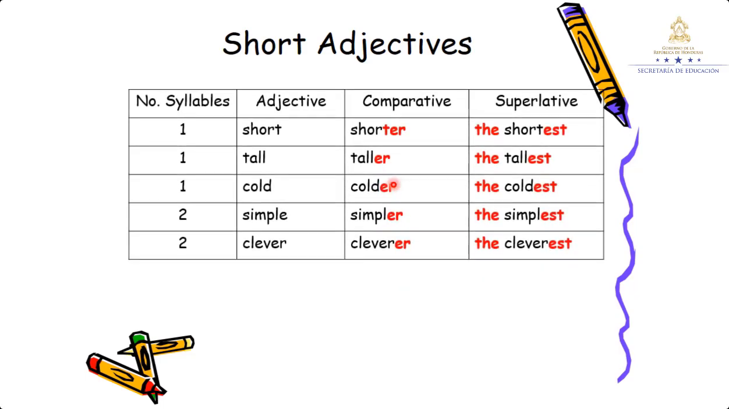Short adjectives. Short adjectives are the adjectives that are made up of only one or two syllables, as we can see here in this table. Short, comparative shorter, superlative the shortest. Tall, taller, the tallest. Cold, colder, the coldest. Simple, simpler, the simplest. Clever, cleverer, the cleverest. In these two adjectives, we can use both forms. We can also say more simple and more clever. So these are like special adjectives. We can use both the long form or the short form.